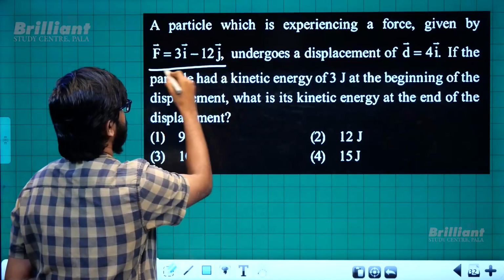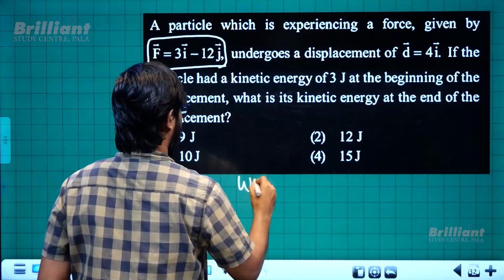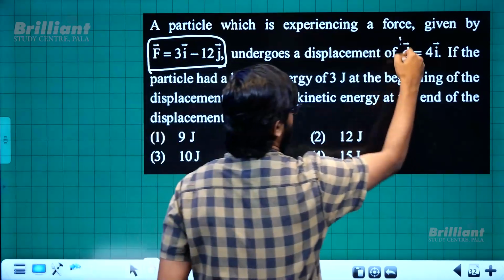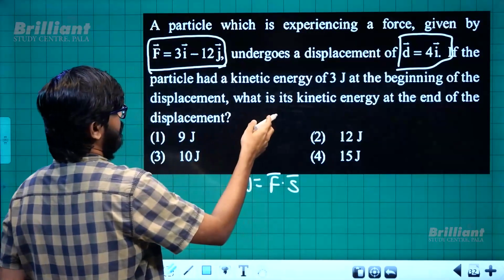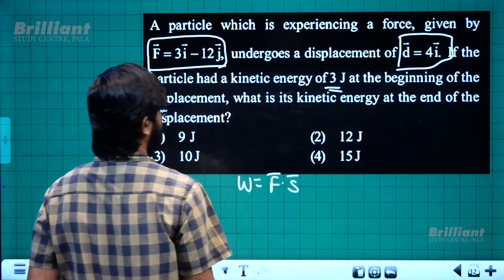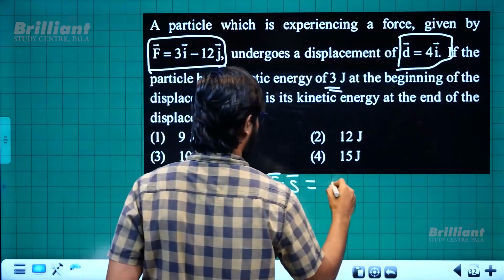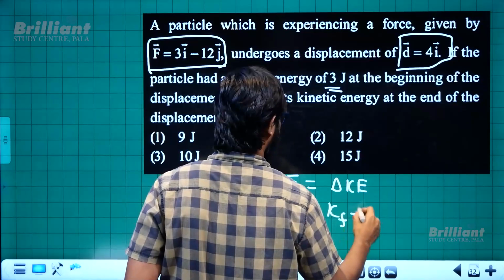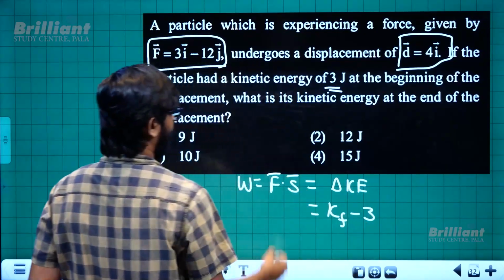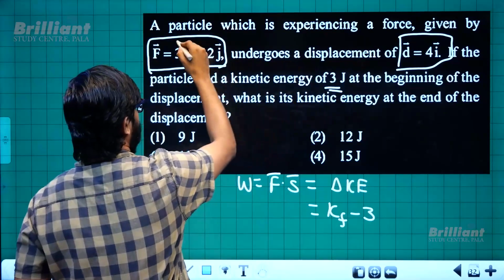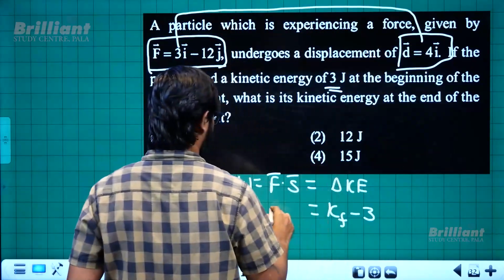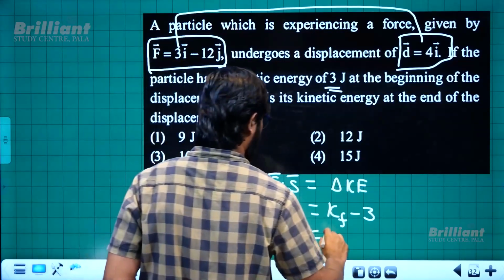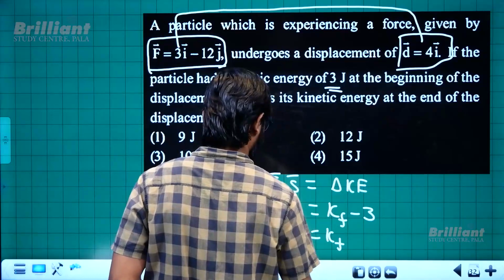A particle which is experiencing a force undergoes a displacement. Force is constant. If force is constant, work done is F bar dot S bar. And displacement is given as 4 i cap. If the particle initially had kinetic energy 3 joules, what is the kinetic energy at the end? So work done equals change in kinetic energy, right? Work done is the dot product of these two, which will be 3 into 4, 12, because the j cap component is 0. So from here we will be getting final kinetic energy as 15.